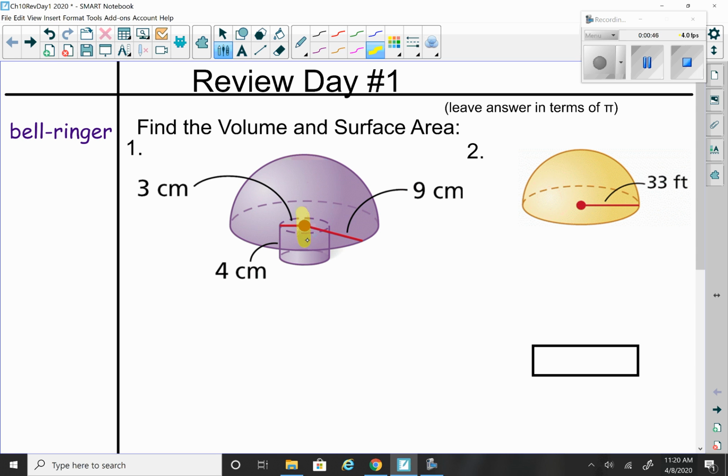Number two is just a hemisphere. Again, I want you to find the volume and the surface area of that hemisphere. So pause the video and go ahead and practice finding those volumes and surface areas.